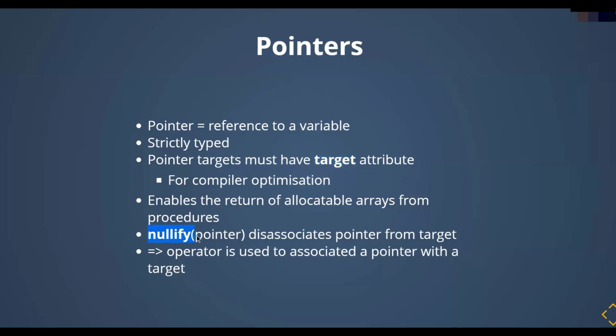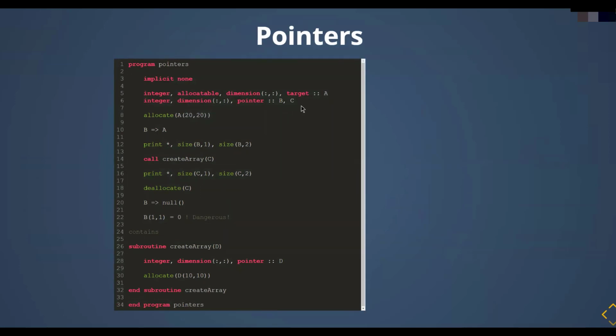When you don't want to point to anything, you can use nullify pointer here. That will disconnect the pointer from the target. And you use the equal sign greater than operator to access what is behind the pointer, so to speak. In this case here, I have created two-dimensional arrays. I allocate A here, and I said here that B will be a pointer to a two-dimensional array, and I also said that A will be a target of a pointer. So I can point pointers to A because it has the target attribute, and then B and C will be pointers. So I can associate B with A using the arrow assignment here. B points to A, and then I can use B just like it would have been A.